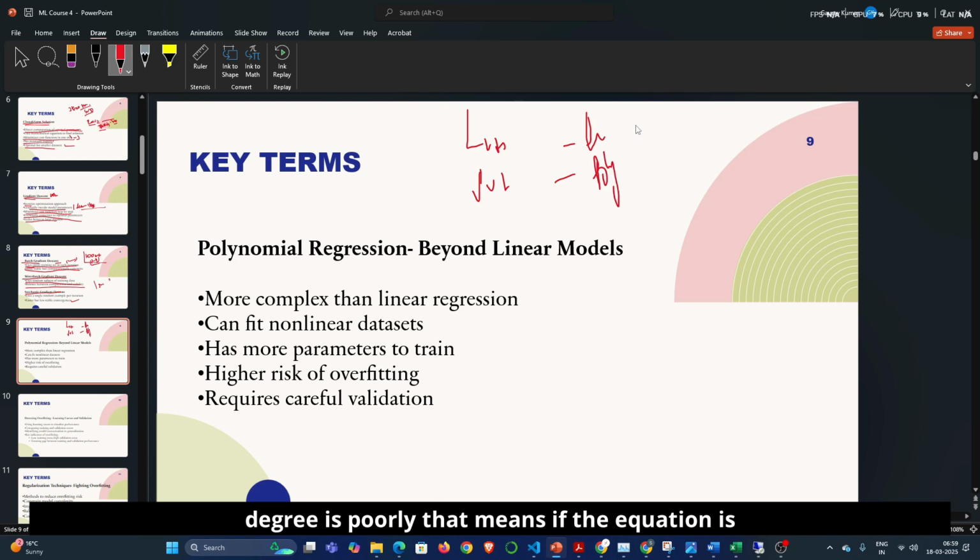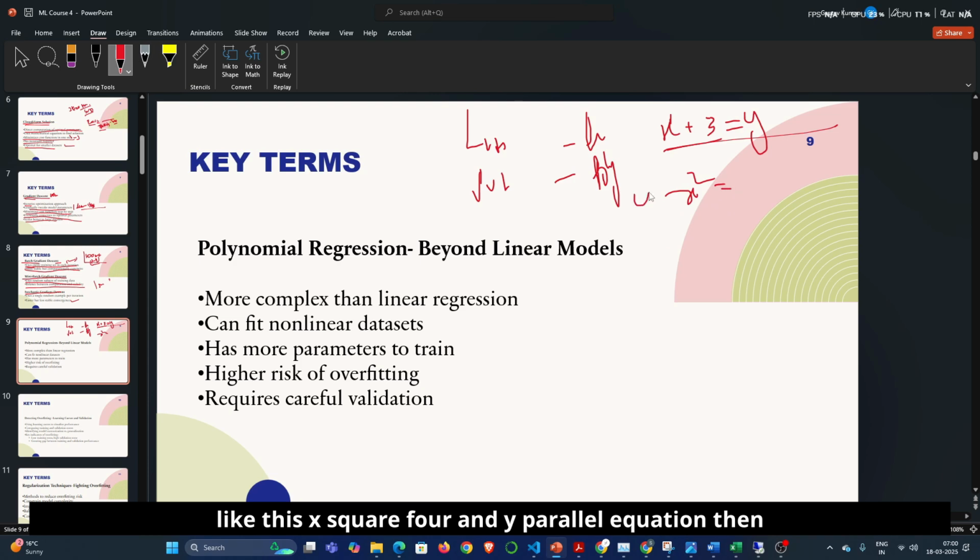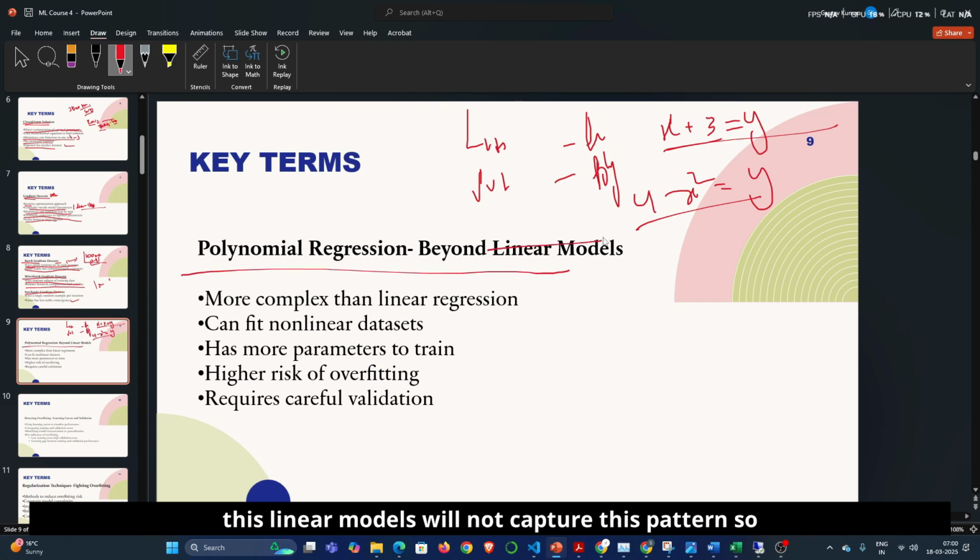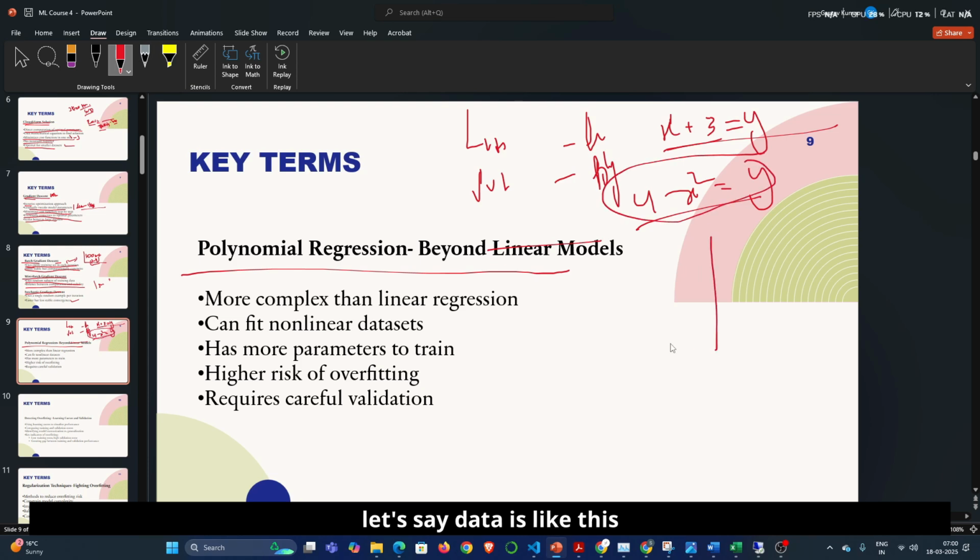That means if the equation is like x plus 3, anything, just say a single degree, one, so x plus 3. This is a single degree, then linear regression will work out. If the equation is like x square, a parabola equation, then the linear model will not capture this pattern.